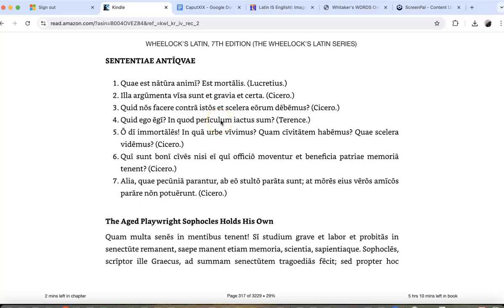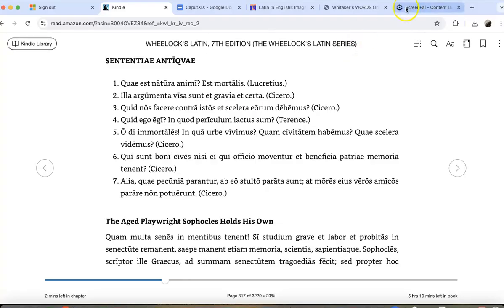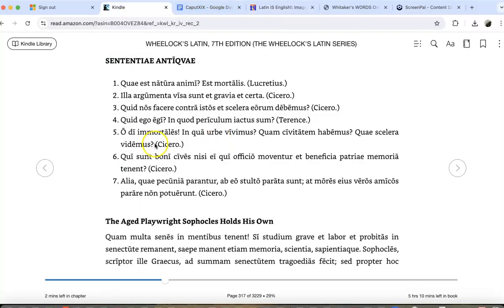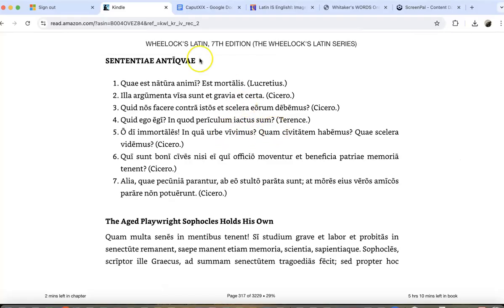Periculum is a neuter noun. So that is to say, it's going to be the same in the singular for both the nominative and the accusative. So here we're using it as the accusative because I is the subject, so I've been thrown into this or it. So periculum is our accusative direct object in this particular case. So we put it all together: what have I done, into what dangers have I been thrown.